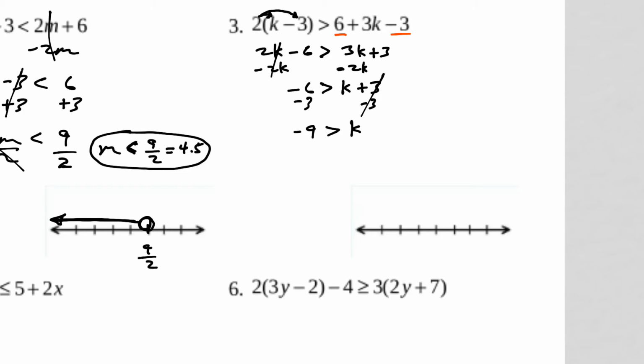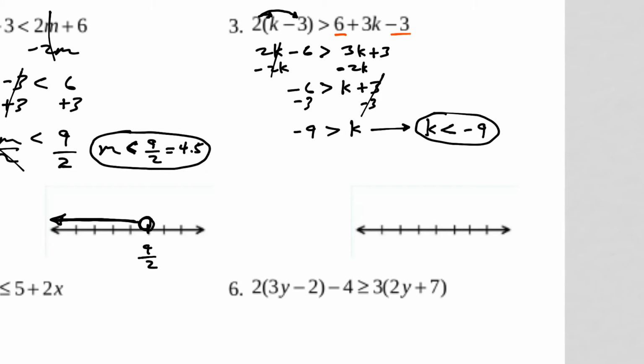Now, normally, again, we don't like to write these with the variable on the right-hand side. So I'm going to write the k on the left-hand side and the negative 9 on the right-hand side. And remember, all we're doing is rewriting here. We're really not flipping it. We're just rewriting it so that the variable's on the left. You can see right now that the inequality symbol is pointing towards the k. So when I rewrite it, I got to make sure that it's still pointing towards the k. So there's my solution for number 3.